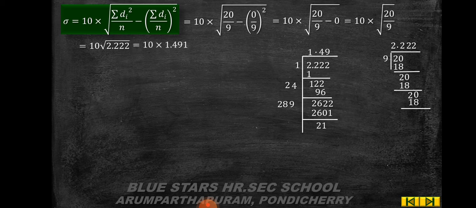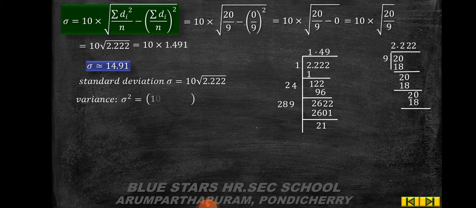So which is equal to 10 into 1.491, which is equal to 14.91. So the standard deviation is approximately equal to 14.91. Next, variance sigma square is equal to 10 into root of 2.222 the whole square, which is equal to 100 into 2.222. So variance is equal to 222.22.